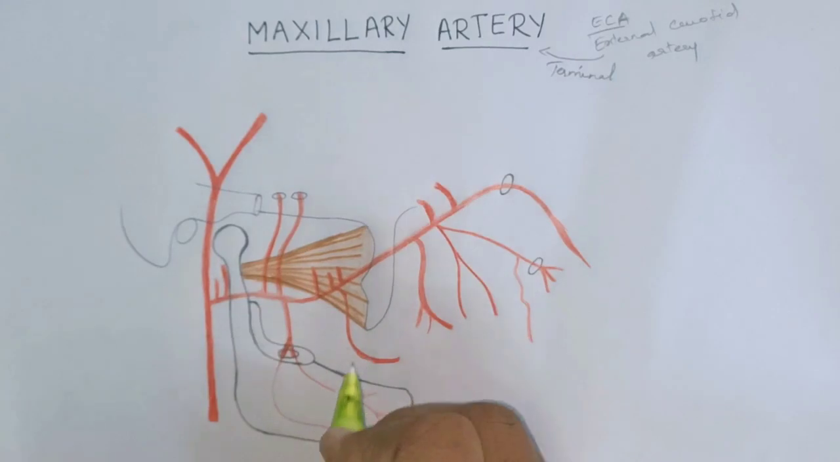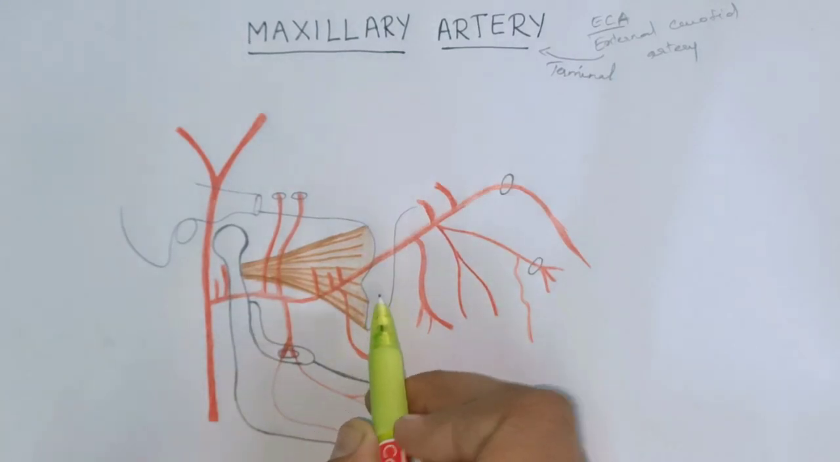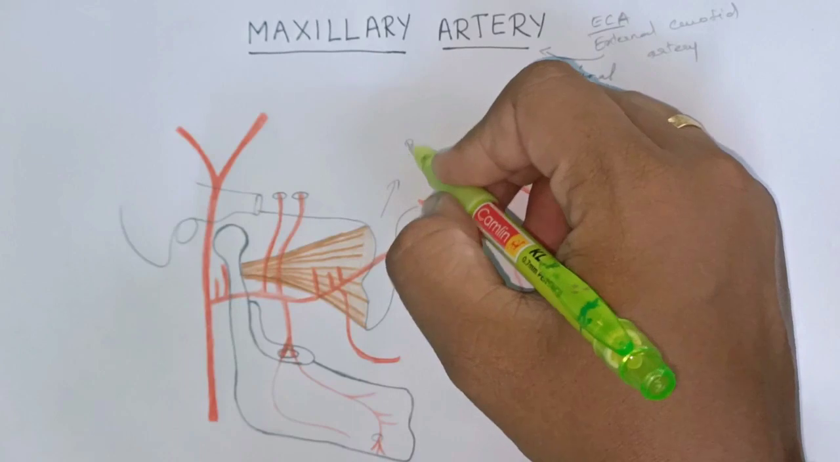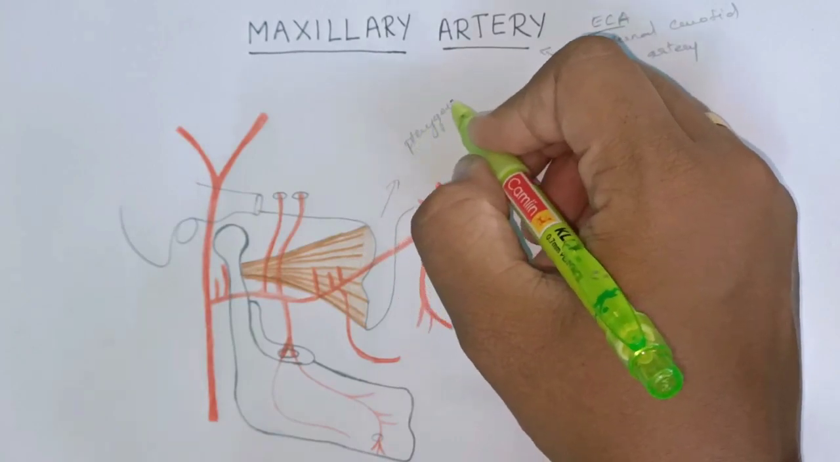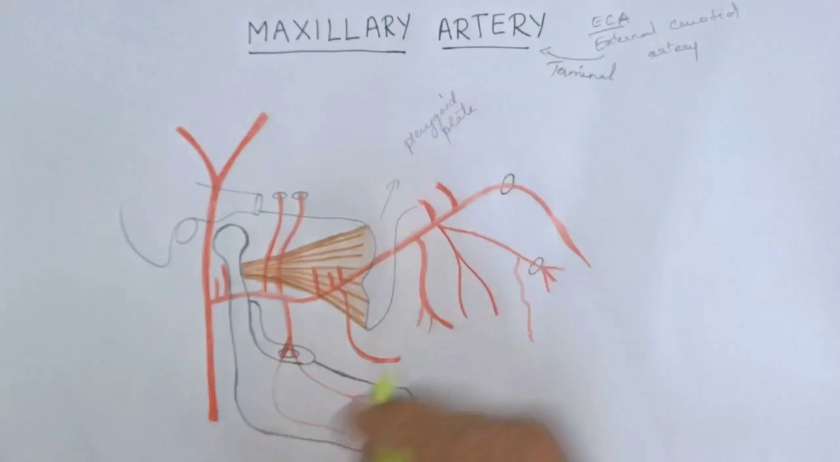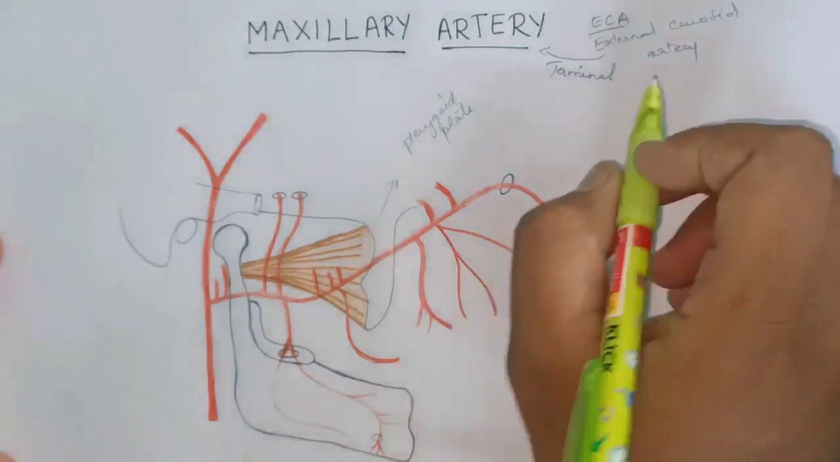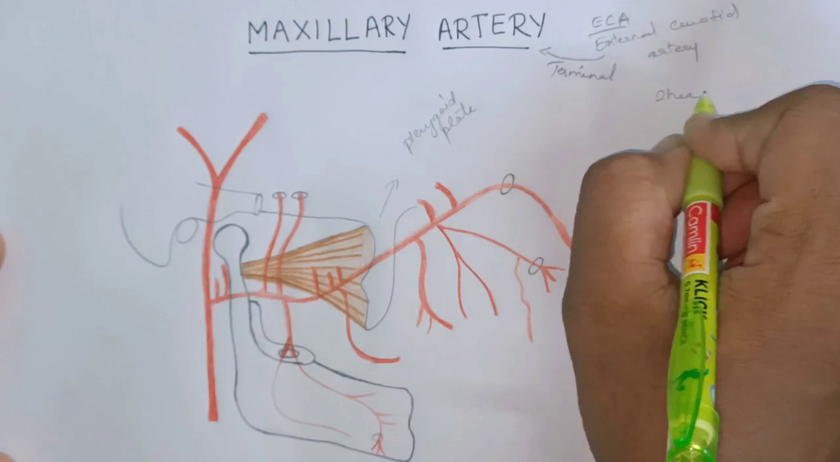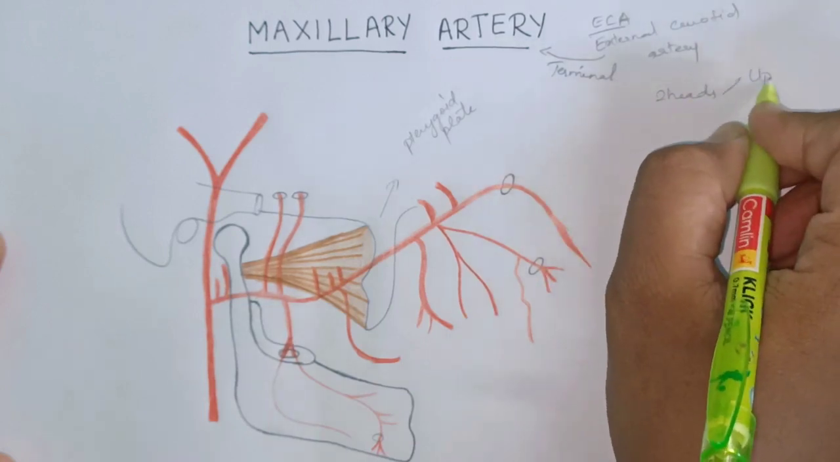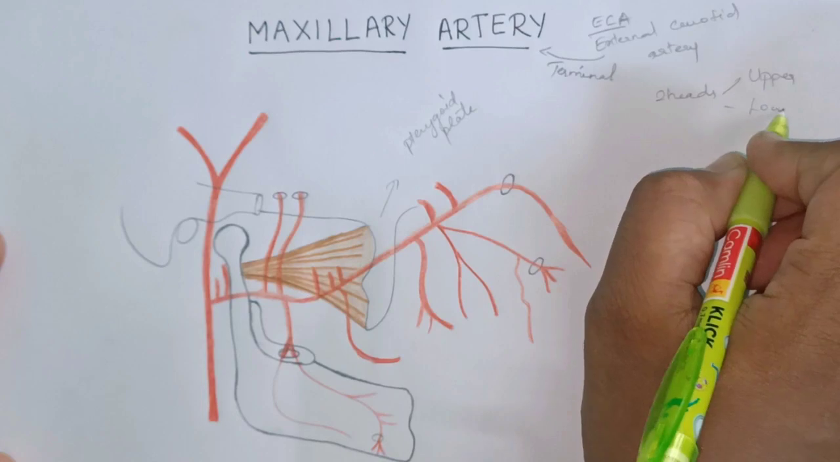Let's see how this lateral pterygoid originates. The structure I am pointing is your pterygoid plate. This lateral pterygoid muscle is one of the contents of the infratemporal fossa, and it can be explained when we are dealing with the infratemporal fossa and its contents. To know about the lateral pterygoid, first we should know it has two heads: one is your upper head and another one is your lower head.